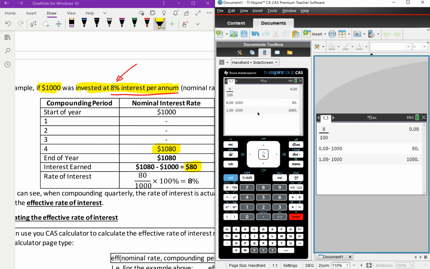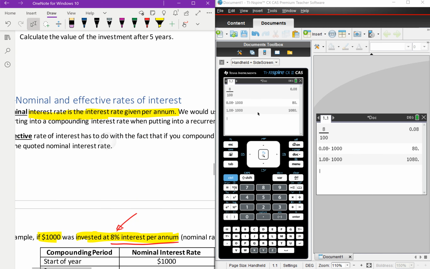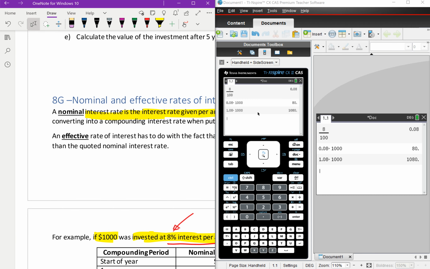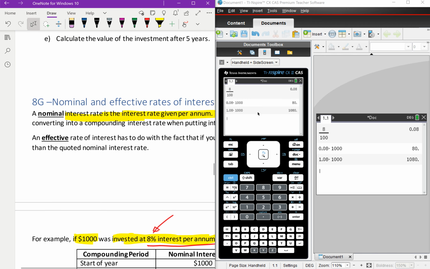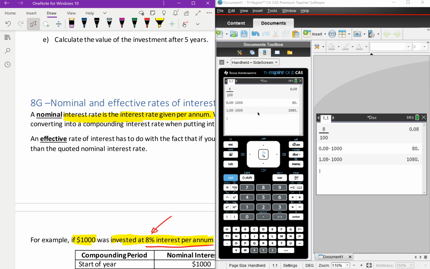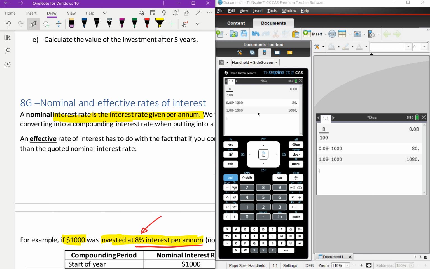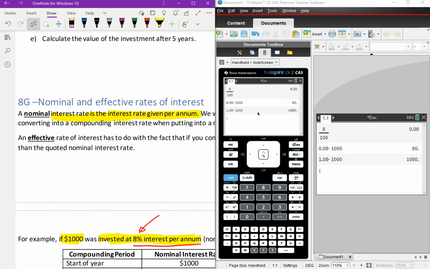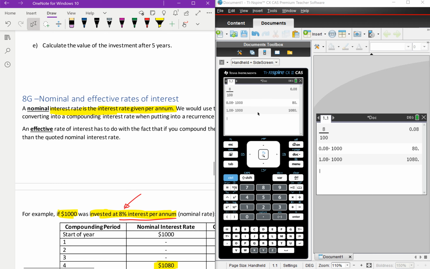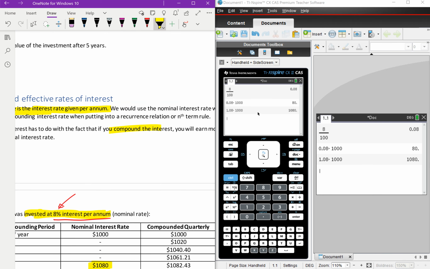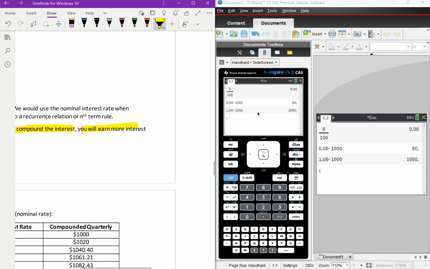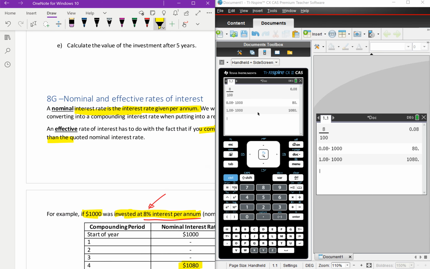Now, what's interesting, and this is what effective rates is. If you didn't understand what effective rates was yesterday, all effective rate is, is that it's going to be affected by the compounding. How many times you compound changes that interest. The more you compound, the more interest there is. That's the idea of effective rates. So you can see here, they say the rate of interest has to do with the fact that if you compound the interest, you will earn more interest than quoted in the nominal interest rate.